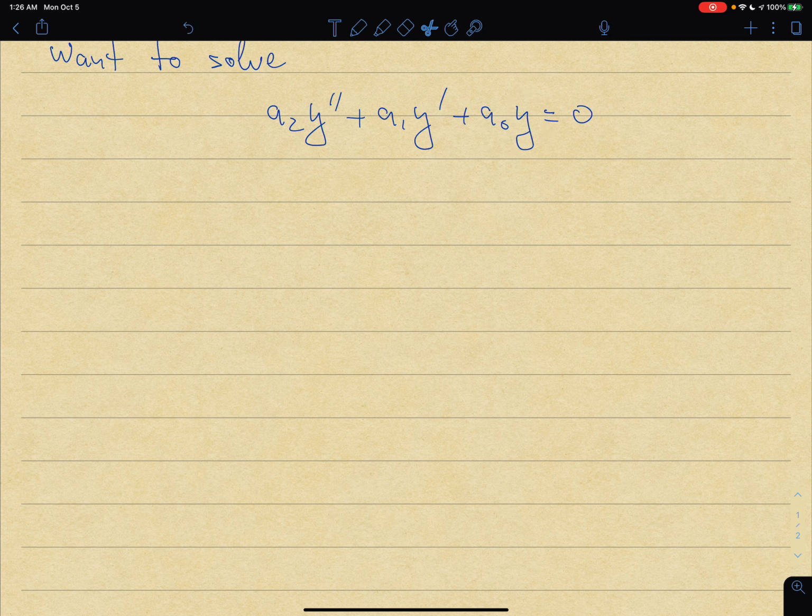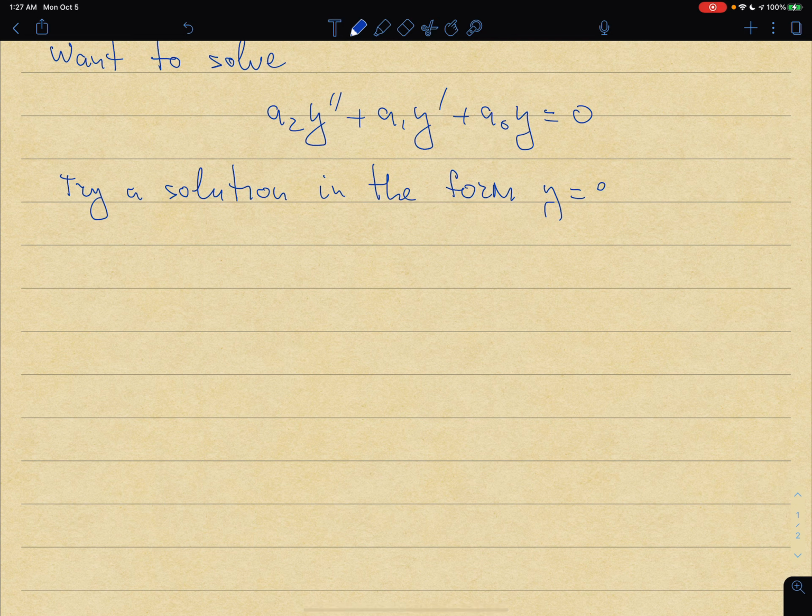So we're going to try a solution in the form y equal to e to the power rx, where r is a constant. At this point, it's an unknown constant. Okay?